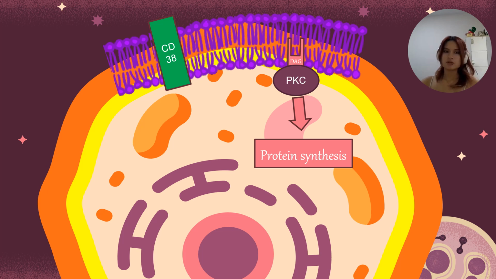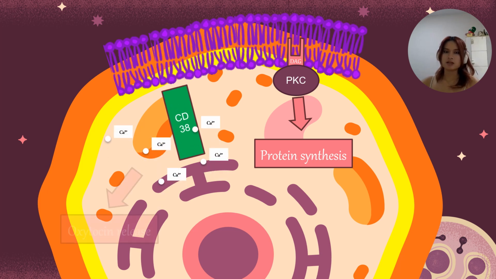In oxytocin neurons, PKC stimulates the internalization of CD38, which triggers a signaling cascade and causes calcium ions to rise in oxytocin neurons and trigger a release of more oxytocin. This forms a positive feedback loop.